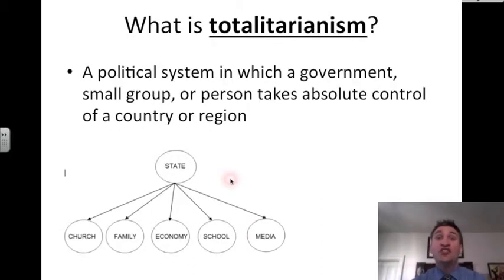What is totalitarianism? It's a political system in which a government, a small group, or a single person takes absolute control of a country or a region. Let's look at this diagram. You have the state, or the small group, or the single person. And that person in a totalitarian state controls church, the religion of the country, family values, economy. It controls the education system. It also controls a country's media, what the newspapers and radio and TV share with the citizens of the country.